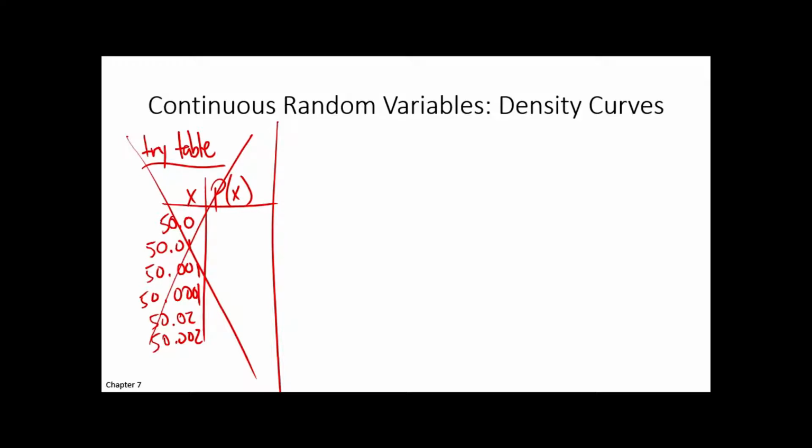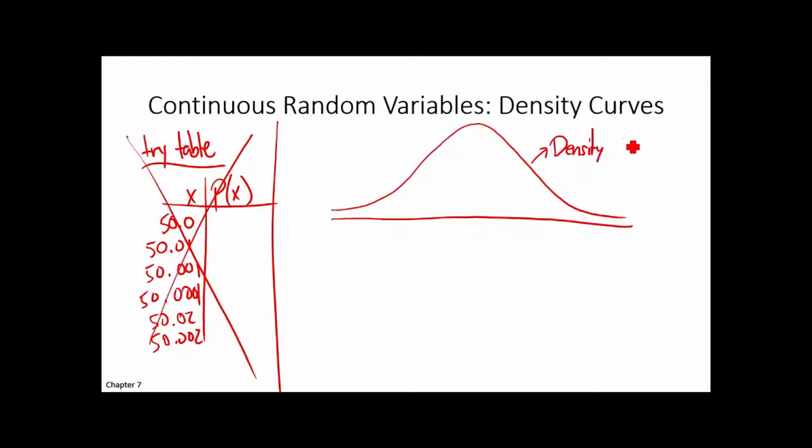So what we can use, though, is we use things called density curves. All right. So a density curve we've actually seen before is a normal distribution. Okay. So the curve itself is what we call a density curve. All right. So that nice bell-shaped curve. Over here, you might have, this is like x and probability of x.